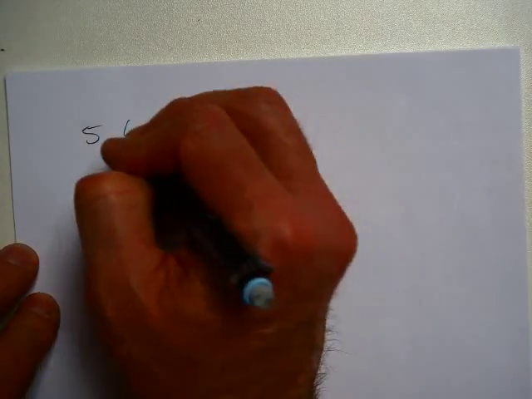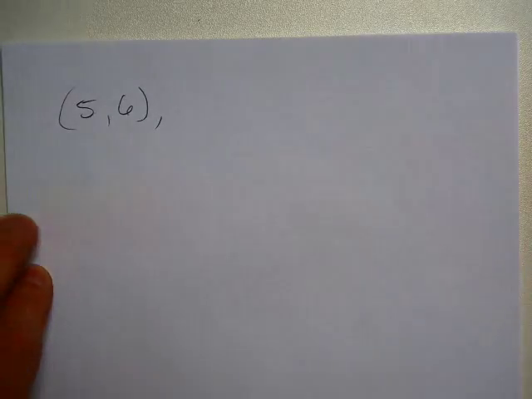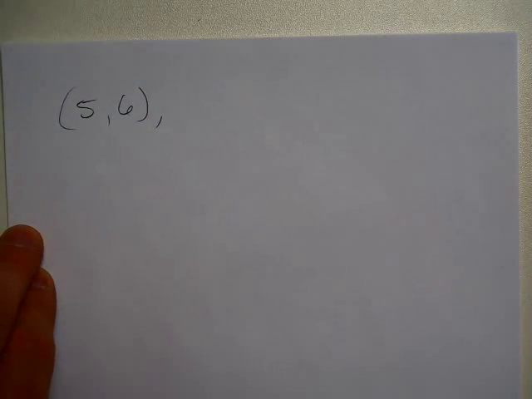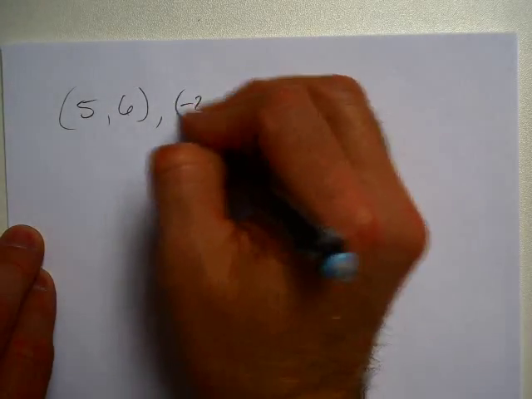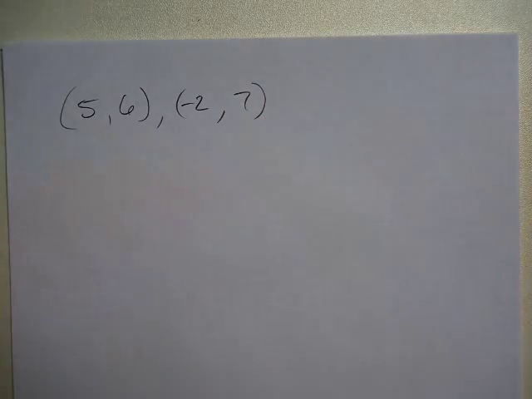Let's look at one and do it my way. Somebody give me a value between negative 10 and 10? 5. Okay. And? I was going to say 5. 6. Okay. So there's our first point. And somebody else give me a number between negative 10 and 10. Olivia. Negative 2. And? 7. All right. Okay.